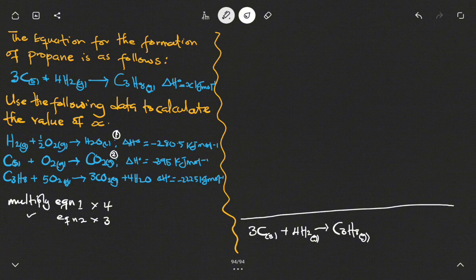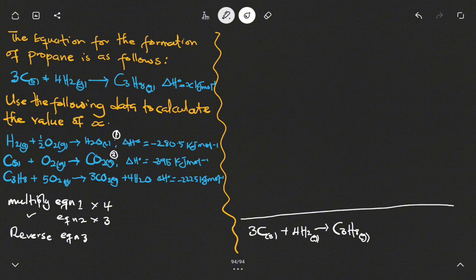And what about the last one? The last one, we can see the propane which we are interested in, but then it is at the reactant side. We need it as product, so we are going to reverse equation 3. This is allowed according to the first law.